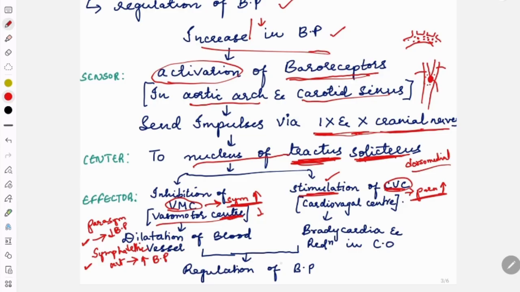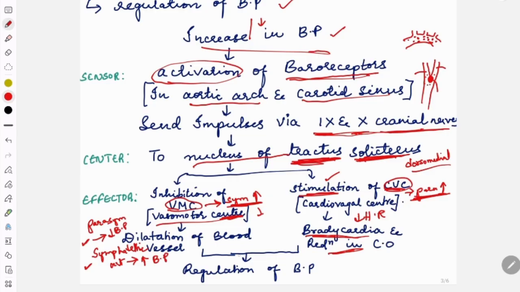By stimulation of the CVC, there is an increase in parasympathetic discharge. How will it increase the parasympathetic discharge? By bradycardia, that is decreased heart rate. If the heart rate is less, there is decreased cardiac output. If the cardiac output is less, there is decreased BP. This is how the nucleus tractus solitarius regulates the BP, and not only by stimulation of the CVC but also by inhibition of the VMC, the vasomotor center. It will inhibit the sympathetic discharge. So if the sympathetic discharge is inhibited, what will happen? There is dilatation of blood vessels.